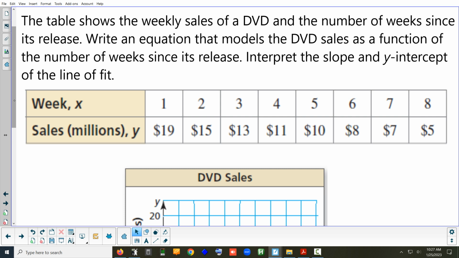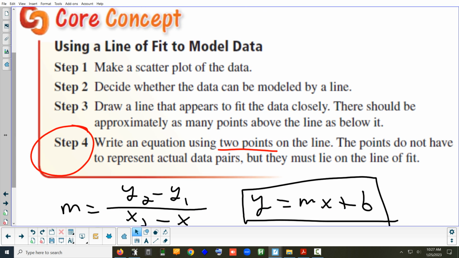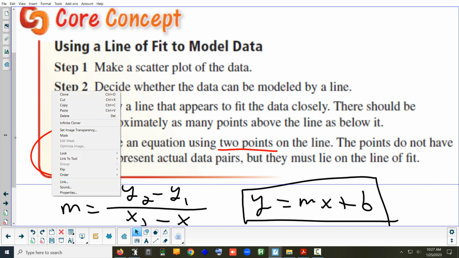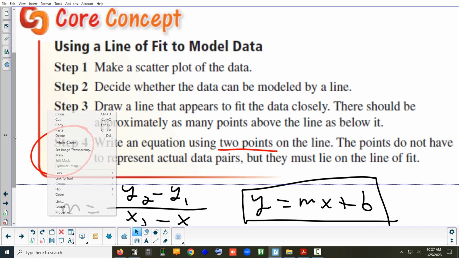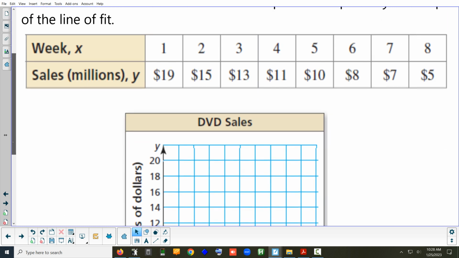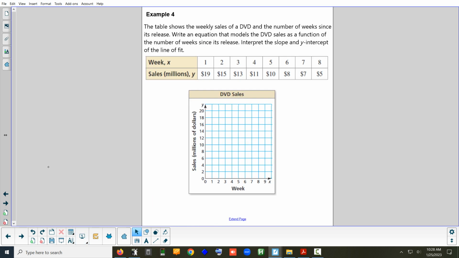All right, so we can't write the equation until we get to step 4. That's the last step. We've got to do steps 1, 2, and 3 first: make a scatter plot, see if we can draw a line, and then actually draw the line. Okay, so it looks like they've already labeled everything. So let's just put the dots on the scatter plot.